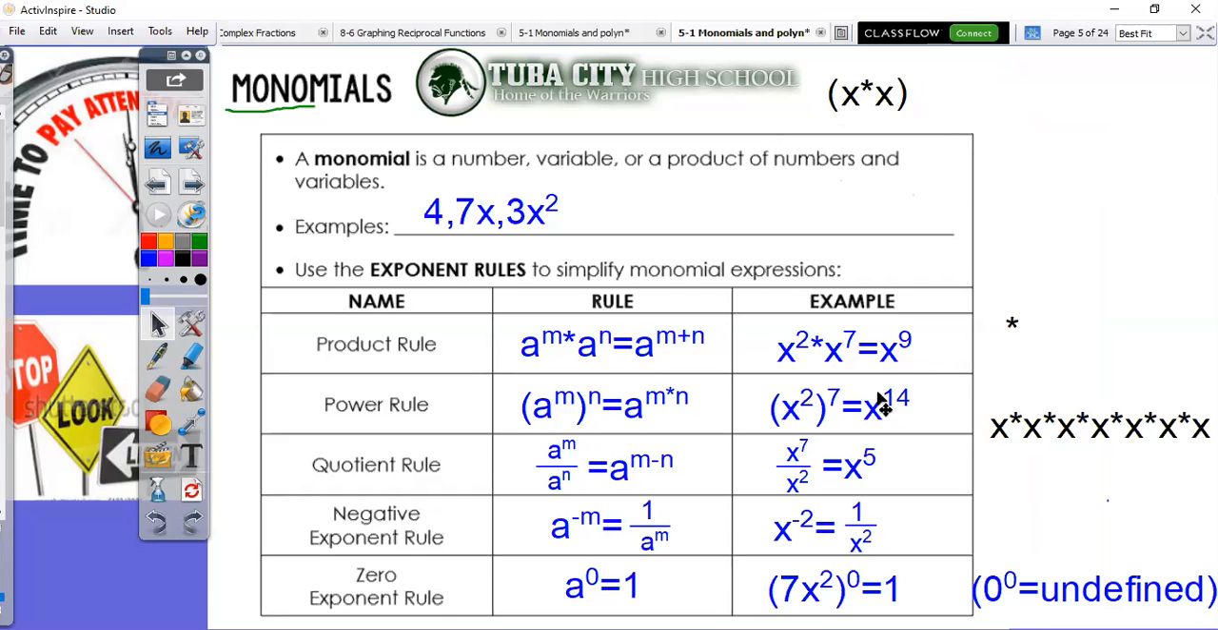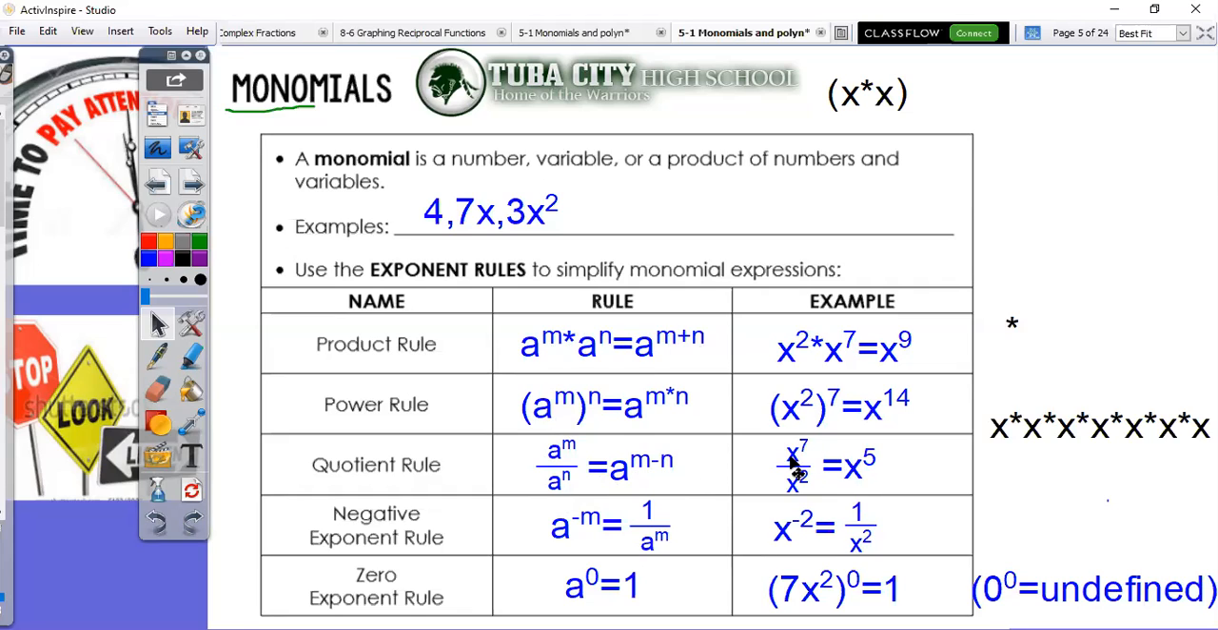Now, following that same idea from the product rule, we have the quotient rule. This means we're dividing a to the m by a to the n. So if multiplying gives you adding the powers, then dividing will make you subtract the powers. So a to the m divided by a to the n is a to the m minus n. So you just subtract the powers.